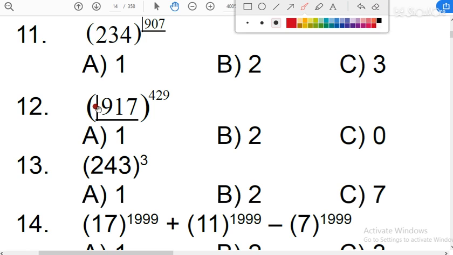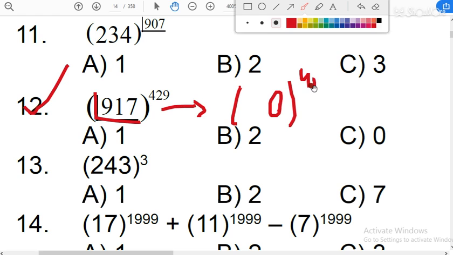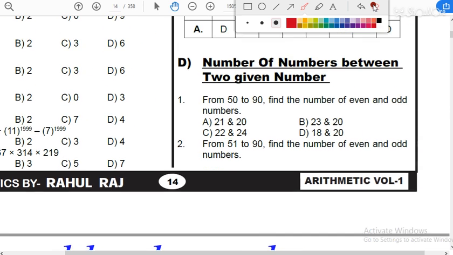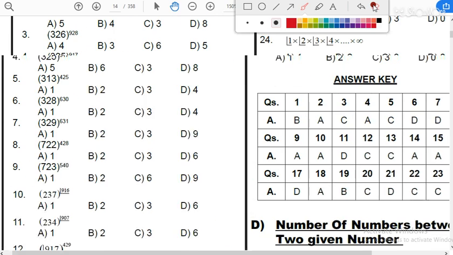So 916 factorial, next question. Question number 12: 916 factorial is given. So this factorial value will give me the unit place as 0, and 0 raised to the power of anything will again give unit place 0. So the answer for question number 12 is option C. Let me see the solution. Answer for question 12 is C.